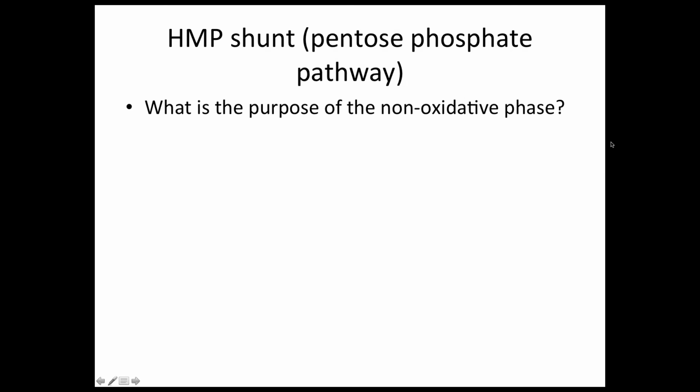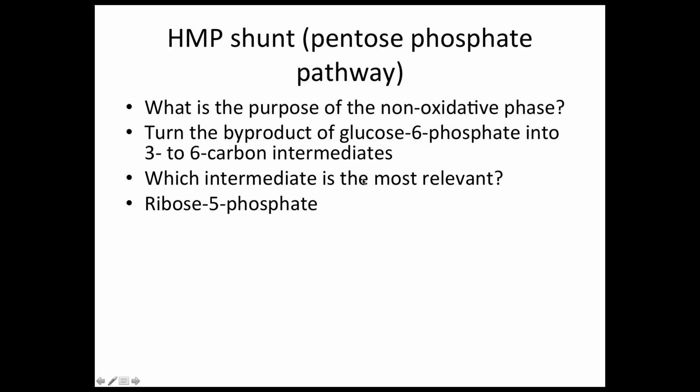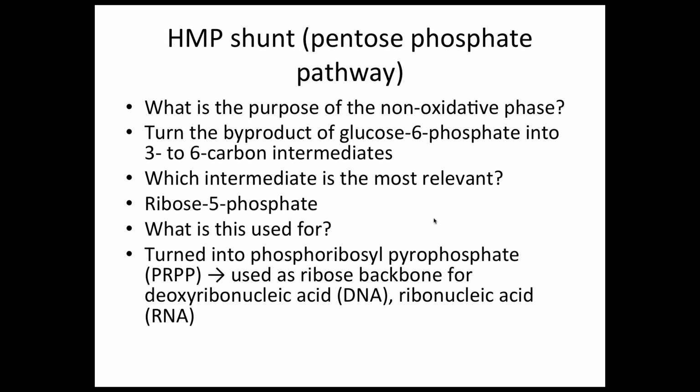To make ribose from fructose 6-phosphate. Yeah, pretty much. There are a lot of different byproducts and intermediates that you can make, but the most important one is the ribose 5-phosphate. And what's the ribose 5-phosphate used for then? It's the backbone for PRPP. Yeah, exactly, which is then used for DNA synthesis.